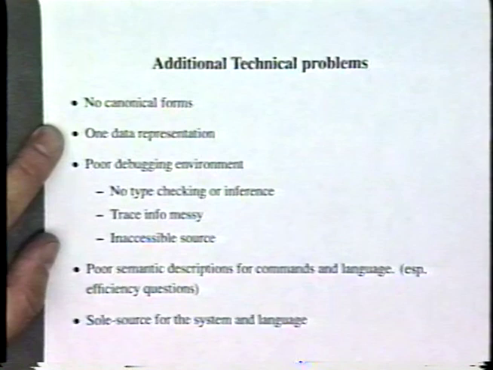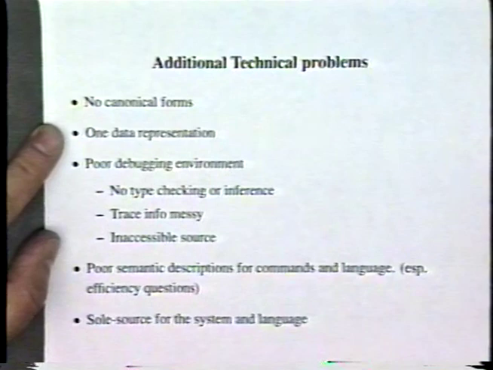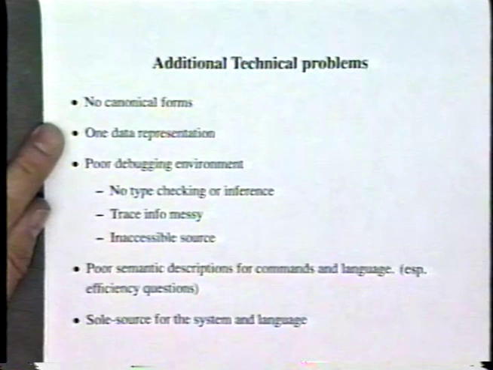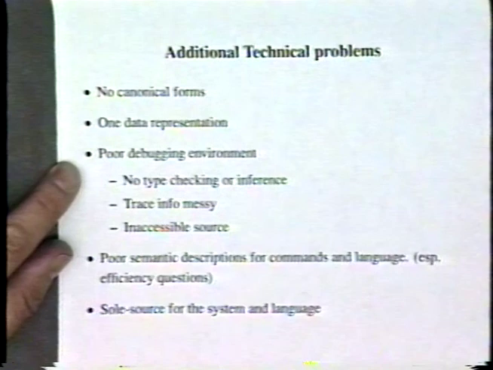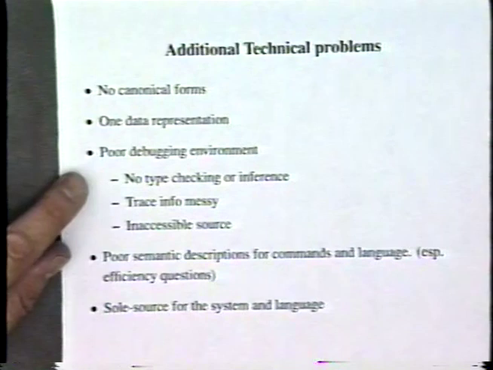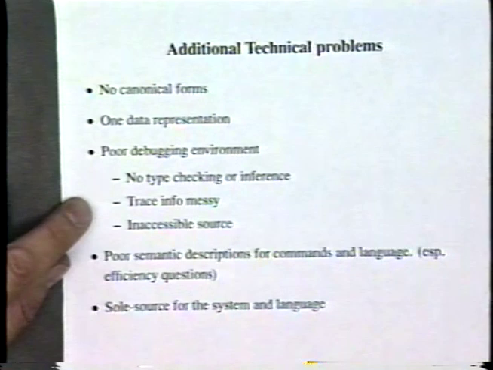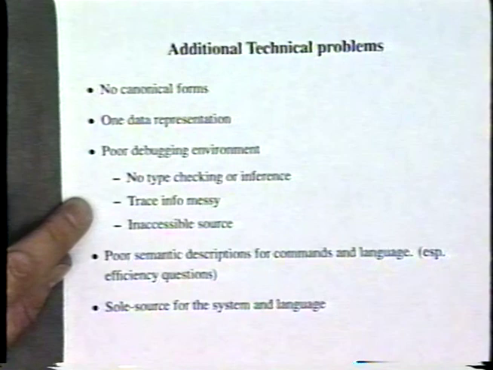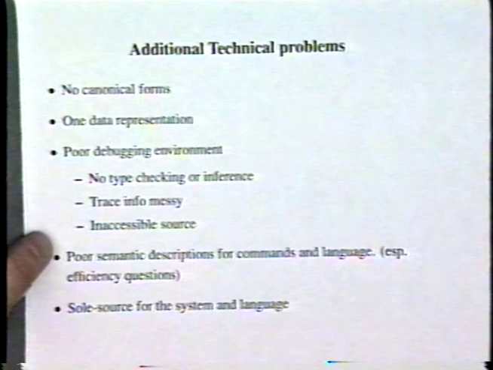Some of the representations that you see, for example, in series, if you use the power series expansion programs, are modifications of that data representation, but they're not keyed to efficiency. There's a very poor debugging environment, although it has gotten much better since version 1. There's still no type checking or type inference. If you've tried to use the tracing facilities, the information is quite messy and gives you a lot of information on things you don't know anything about, and not too much information on what you asked about. Much of the source that would be relevant to finding bugs is inaccessible.